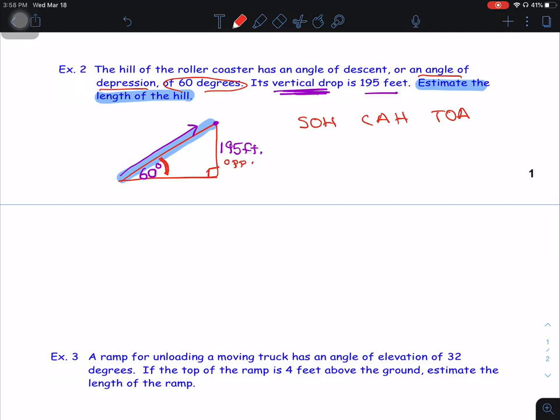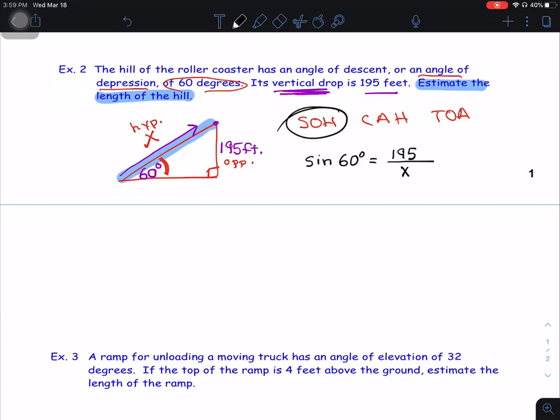side to 60. And then the side we're trying to find, which I'm going to label x, would be the hypotenuse. So we want to pick a trig function that's going to incorporate the opposite with the hypotenuse, and that option would definitely need to be sine. So we're going to set the problem up: sine of 60 degrees would equal the opposite side, that's 195 feet, over the hypotenuse, that's x.